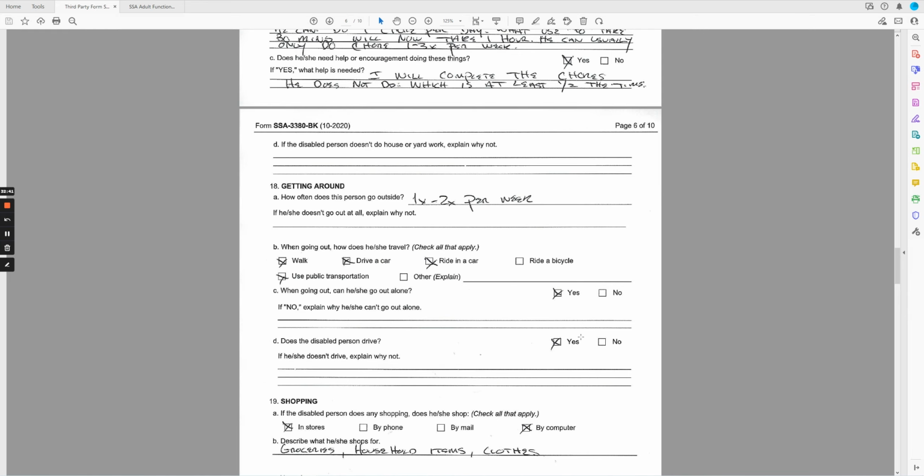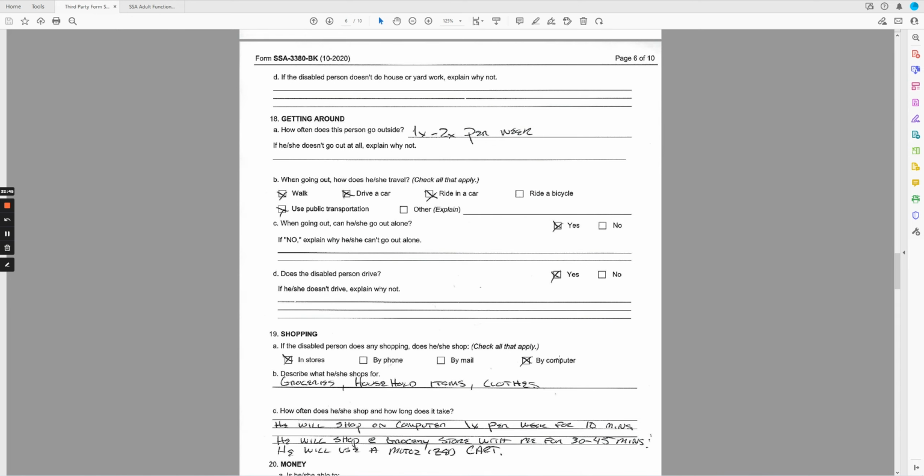When going out, can he or she go out alone? Yes. Does the disabled person drive? Yes. Driving is asked in almost every hearing that we do, because there's a lot involved in driving.